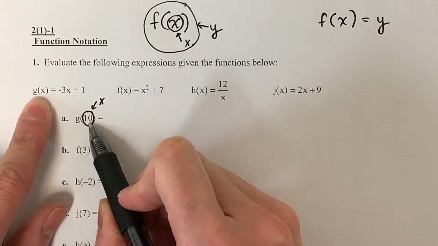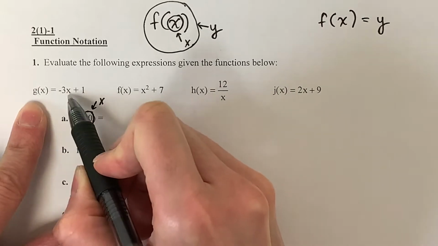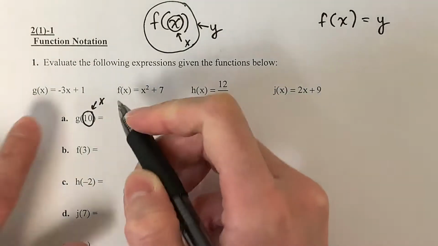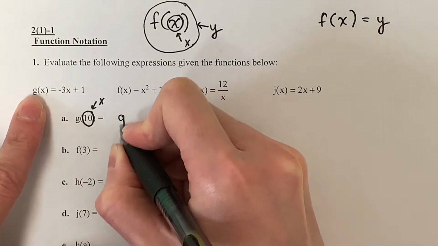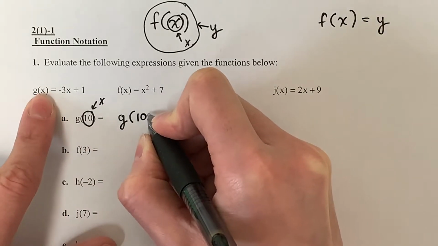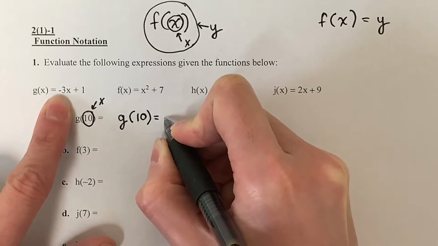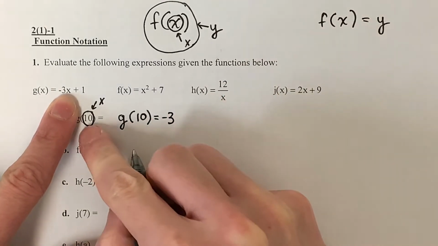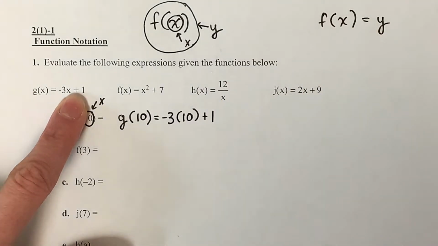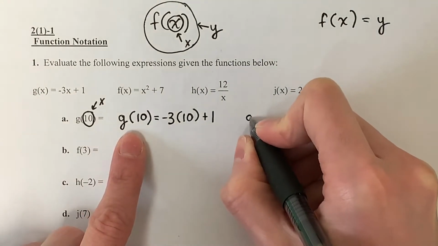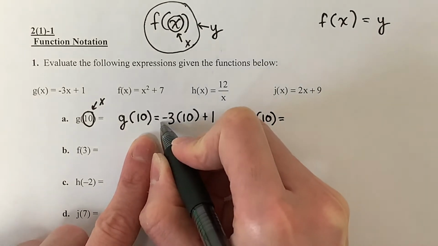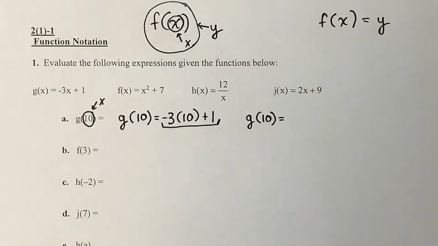And since 10 is x, every time I see x, I'm going to change it and I'm going to put 10 in parentheses. So I'm going to do g, parenthesis, no x, I will put 10, close the parenthesis, equals -3, no x, I will put 10 again in parentheses, plus 1. You will copy this g of 10 because that is just a notation. And then you will put equals, and the right side I will put in my calculator.